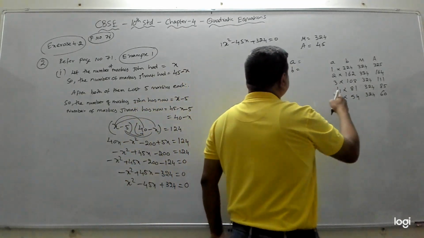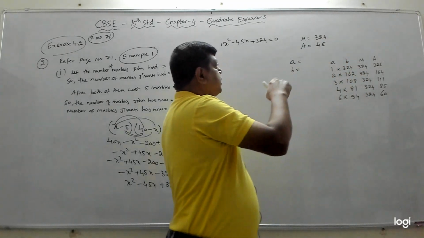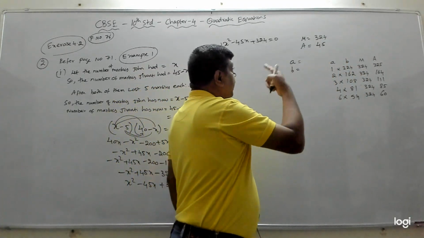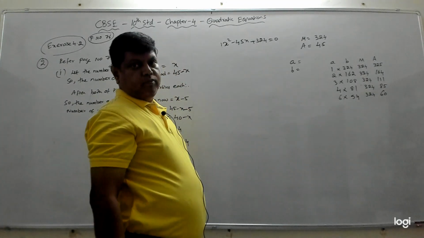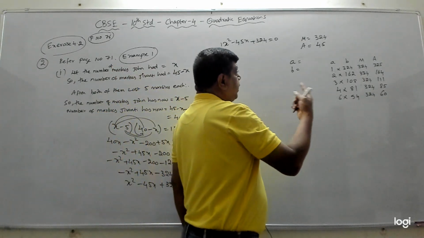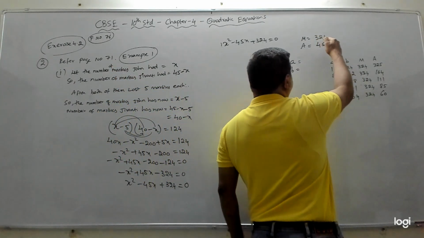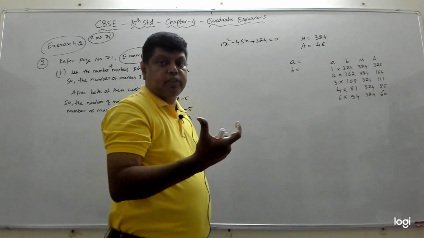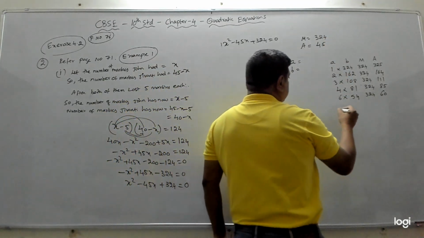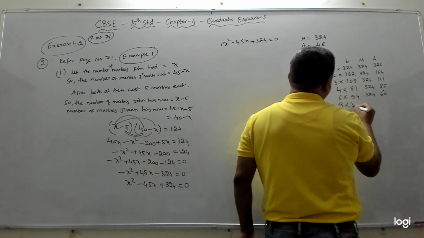Now 7. Does it go in 7? We have to divide with 7. It doesn't go in 7. Does it go in 8? It doesn't go in 8 also. Does it go in 9? Yeah, because the sum of the digits is 9, so the number is divisible by 9. So 9, it goes how many times? 36.